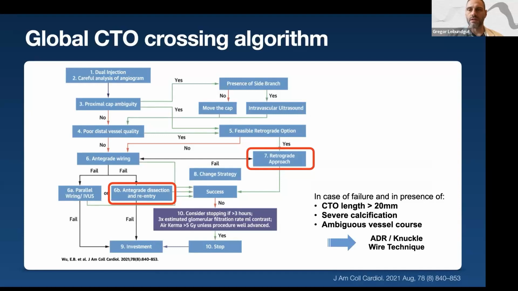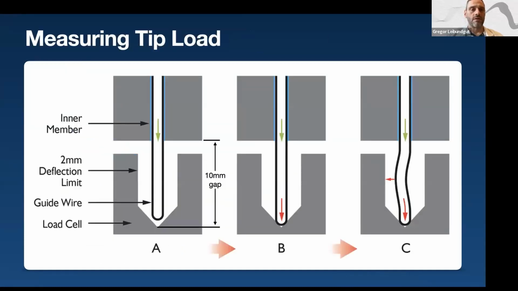So in general, you can say that whenever there is a long CTO that you cannot wire, there is severe calcification that brings your wire out of the lumen into the subintimal space, or if you have an ambiguous vessel course, or all three of them, it's time for ADR and wire-based knuckling. Paul already outlined it. Knuckling is something you do with polymer jacketed wires because they're the most slippery wires.